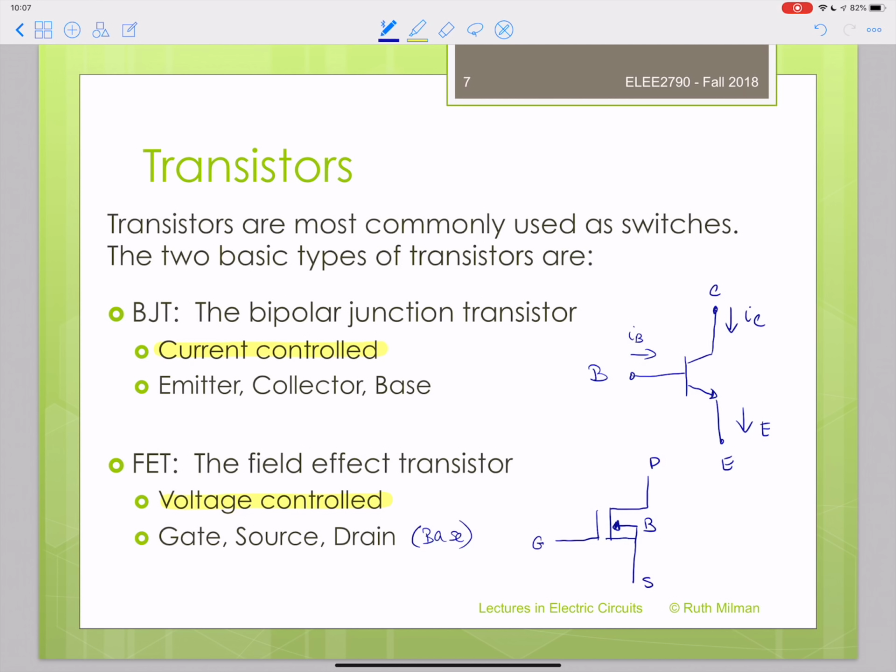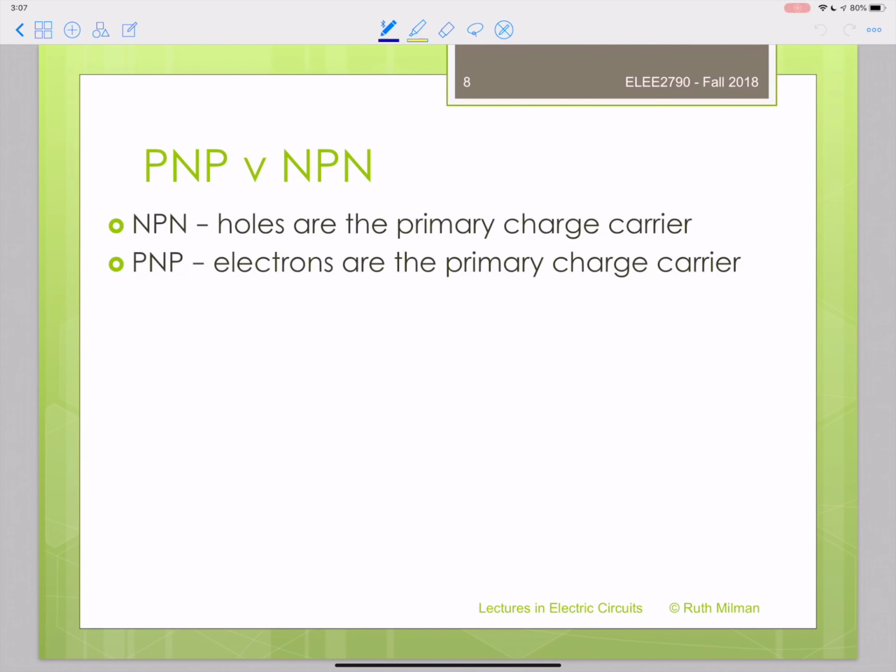Notice that I drew an NPN in the bipolar junction transistor, and that's the one that we're going to be considering. In each of these, the arrow can be changed in the other direction, and that arrow simply depends on whether you started with an NPN or a PNP. Those are the way that the substrates are doped.